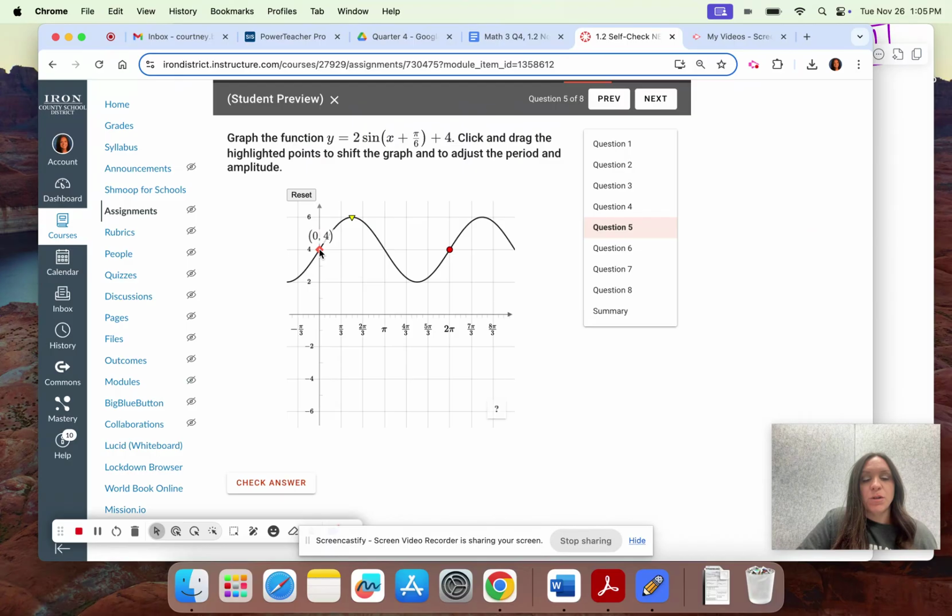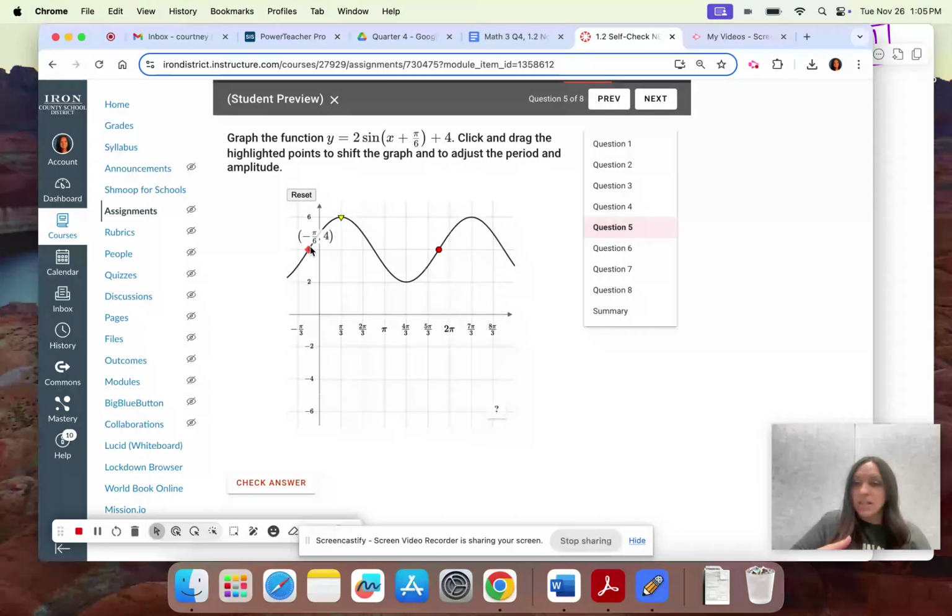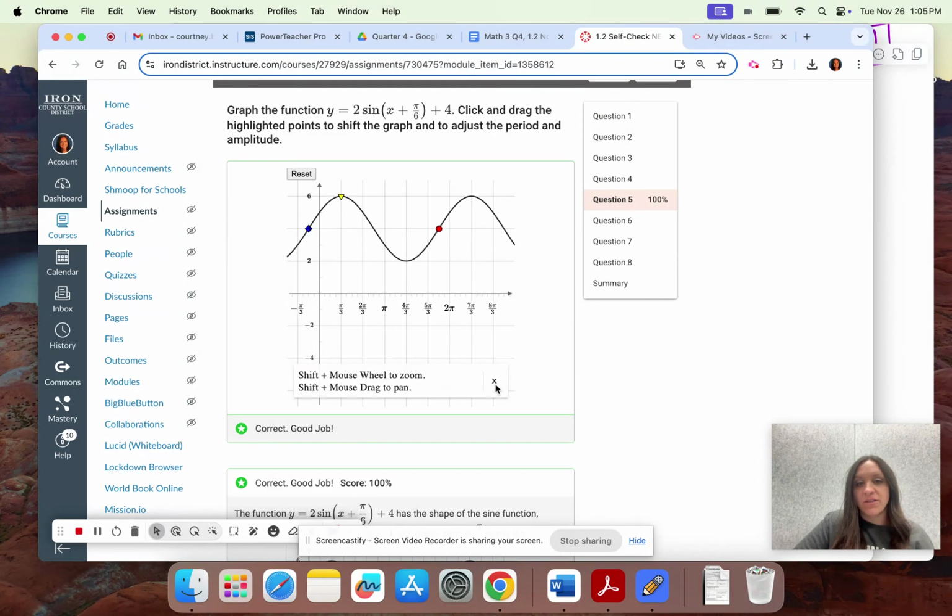So I'm going to take this blue one, and I'm going to go left until my x value is at negative pi over 6. And you can always put this in Desmos. You can graph it and check your points if you're getting it incorrect and you want to see what's wrong.